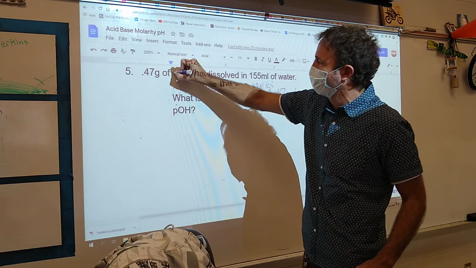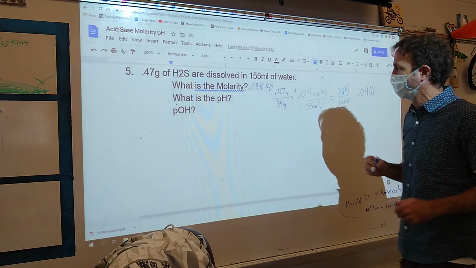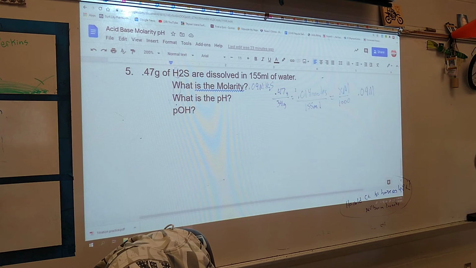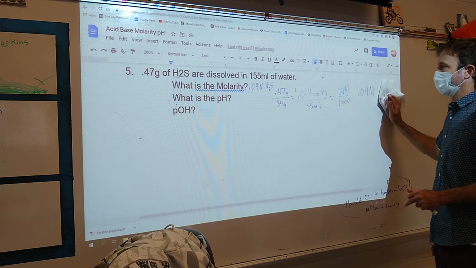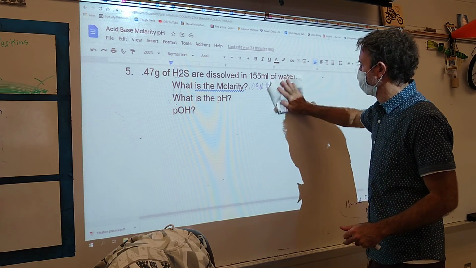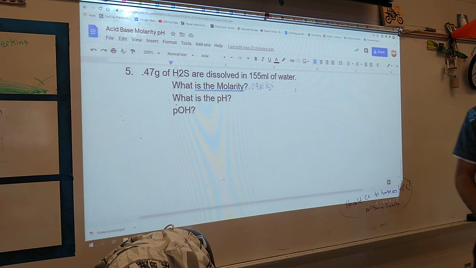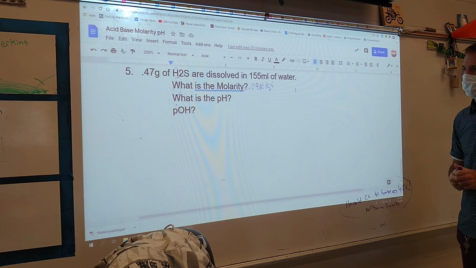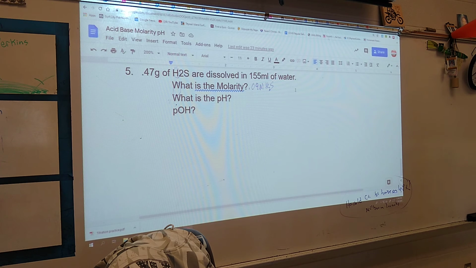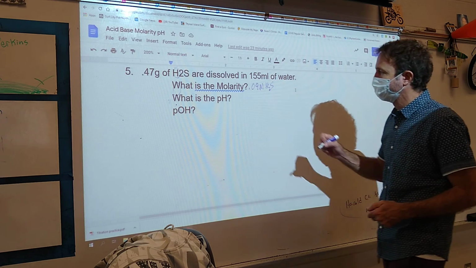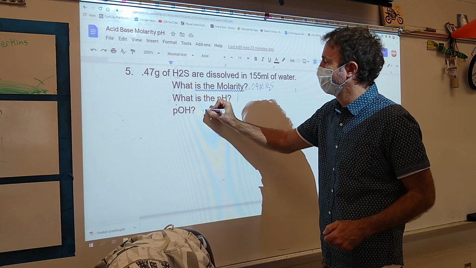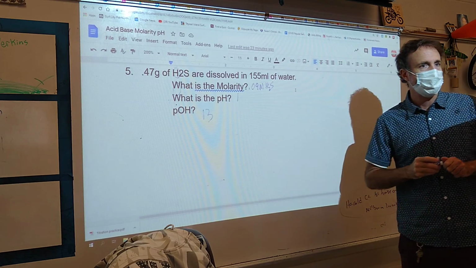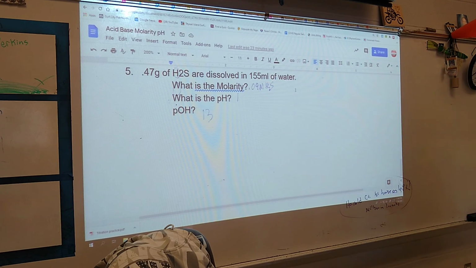0.09 molar H2S. Now this is polyprotic, but I'm not going to change that math. Some college professor is mad at me right now. I'm going to have to let that go because we haven't talked about polyprotic math. 0.09 molar H2S. Let's calculate the pH, which means log negative. Got a pH of 1, pOH of 13. You digging it? All right, cool.